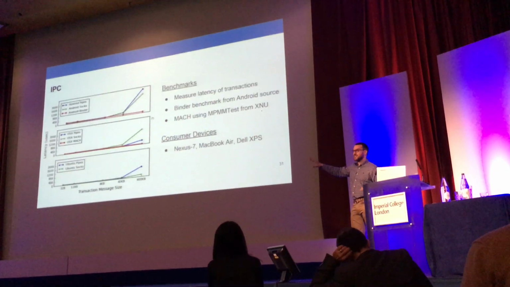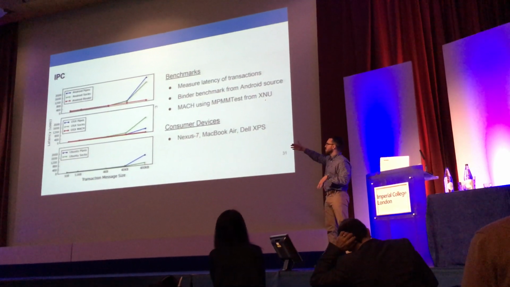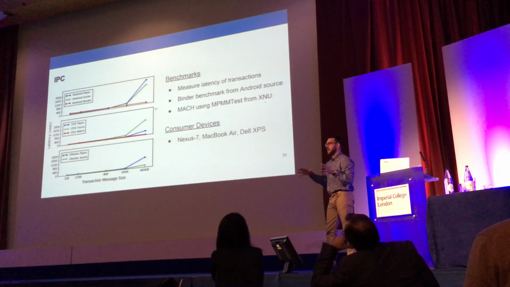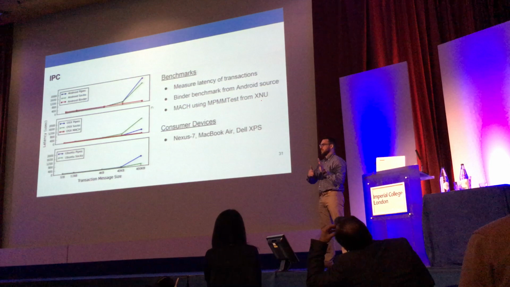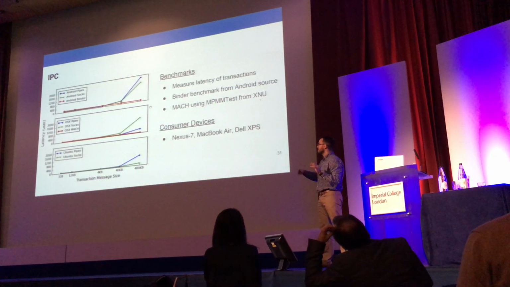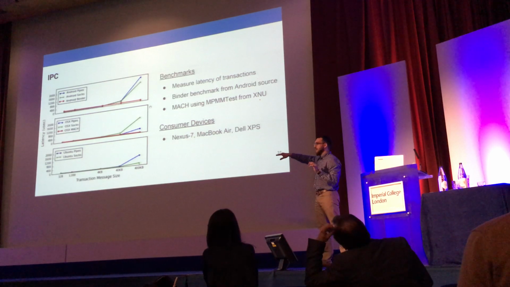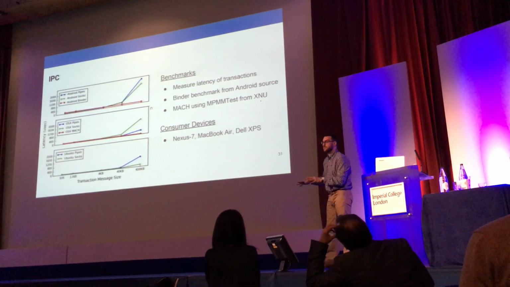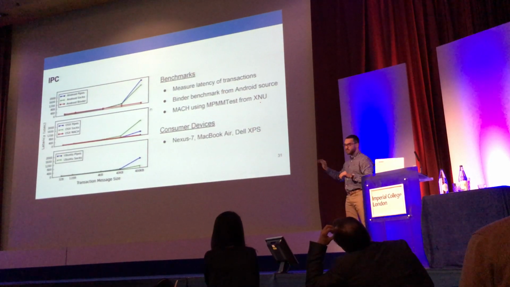To answer that and shed some light, we ran some benchmarks across the 3 different systems. We took open source benchmarks for Mach IPC and Binder, and we adapted them to be customized for pipes and Unix domain sockets. We examined the latency on the y-axis as a function of the transaction size on the x-axis. We ran these benchmarks on our consumer devices, on our tablets and our laptops.